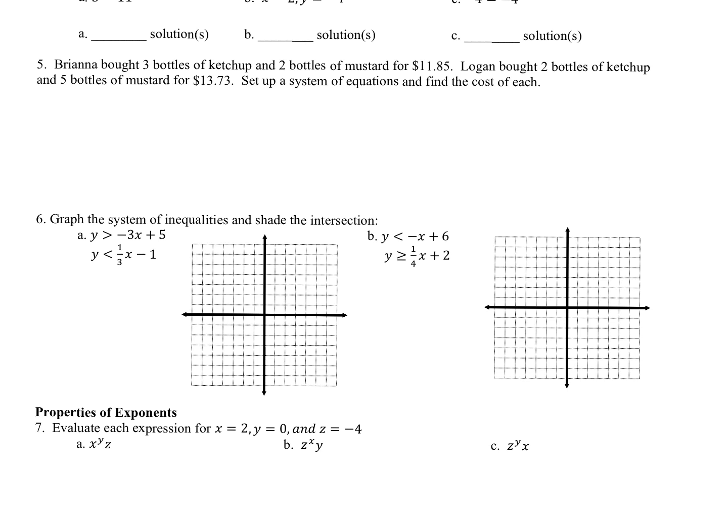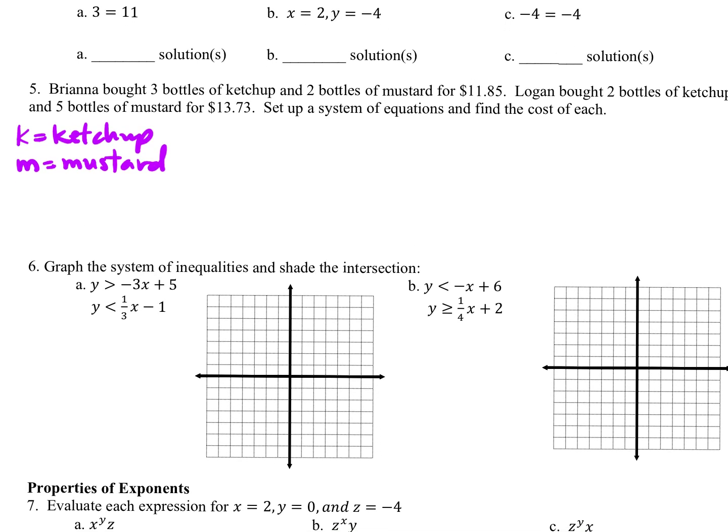So I'm saying K is ketchup, and I'm saying M is mustard for mine. Okay? What would your first equation be? 3 bottles of ketchup, 3K, 2 bottles of mustard, 2M, costs $11.85. So that's one of your equations.